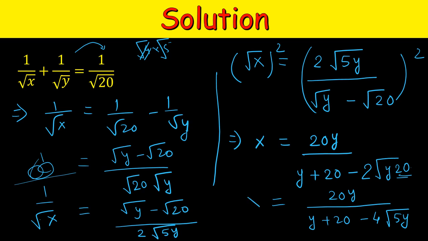Now this x belongs to natural numbers, so the right hand side should also be a natural number. X and y both are natural numbers. So this is a natural number, these two are natural numbers. So this part should be a natural number in order for the whole term to be a natural number. 4 is already a natural number, so root 5y should be a perfect square.